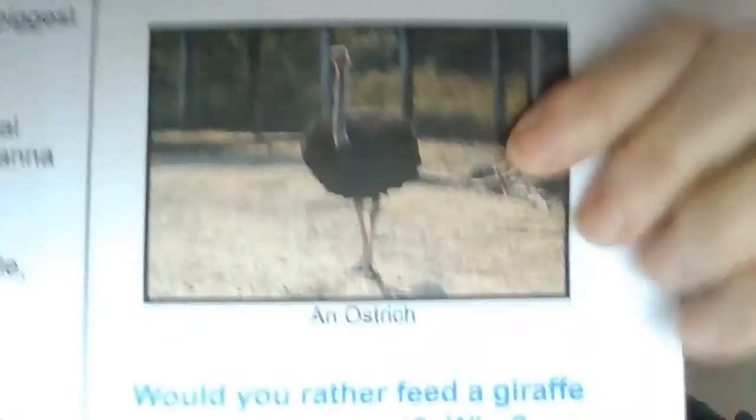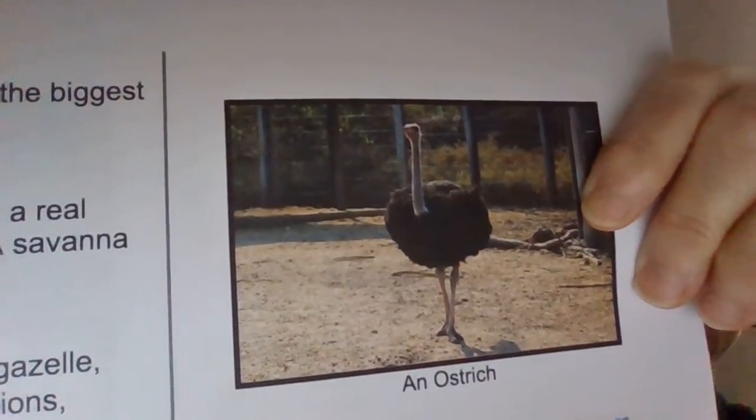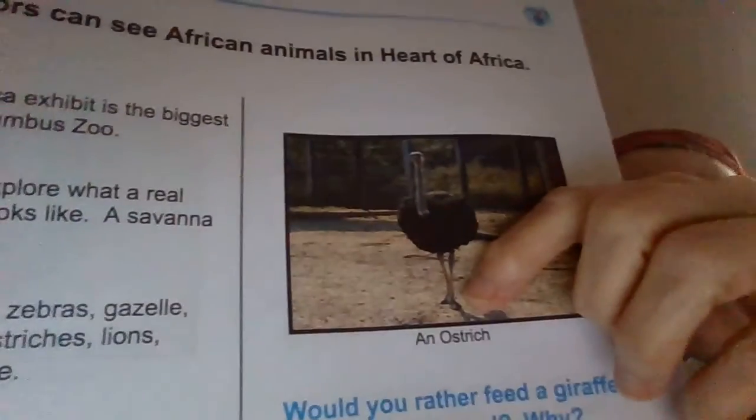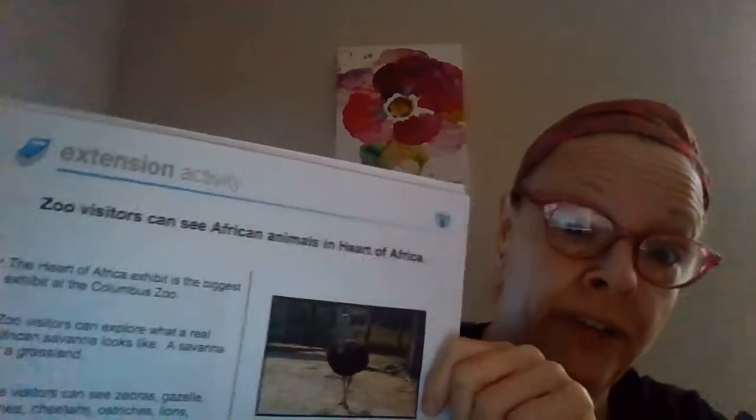Then you can go to see African animals, and they have a picture of an ostrich. An ostrich is a big bird, but it doesn't fly. It runs on its legs, and it also kicks people with those legs. They're very strong. They may not look it, but they're very strong.